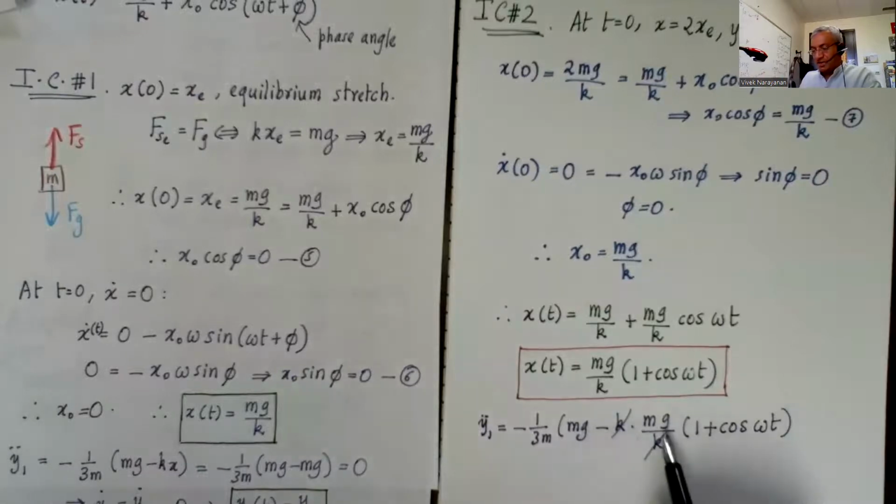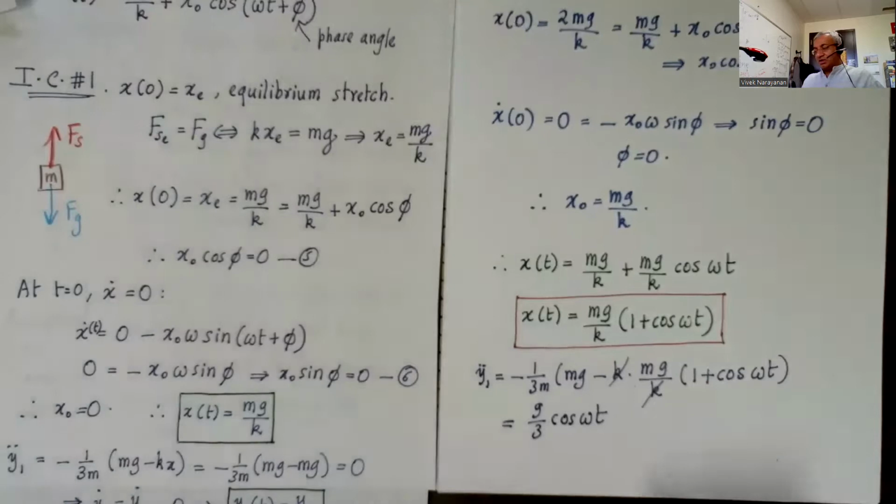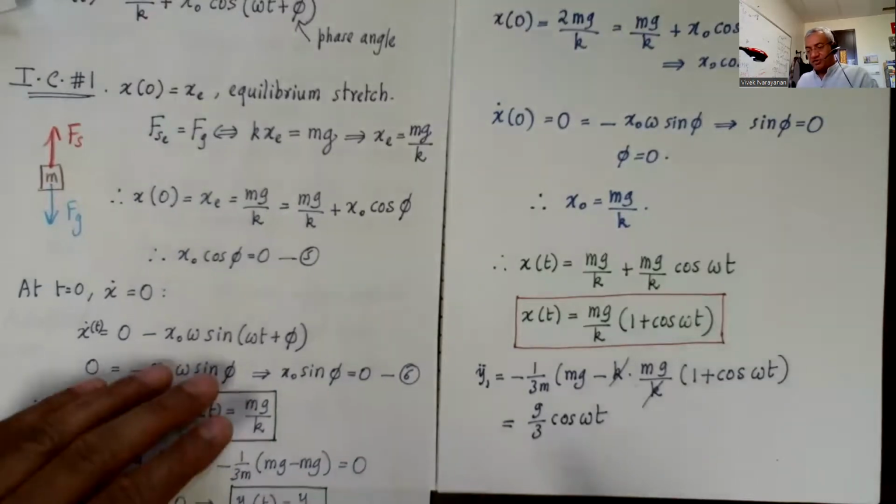This mg will cancel out that mg, so that I don't lose a constant term. So I just have mg, negative mg cosine omega t, which cancels with the negative sign. So at the end, I just have g over 3 cosine omega t. Beautiful. All you have to do is integrate this twice.